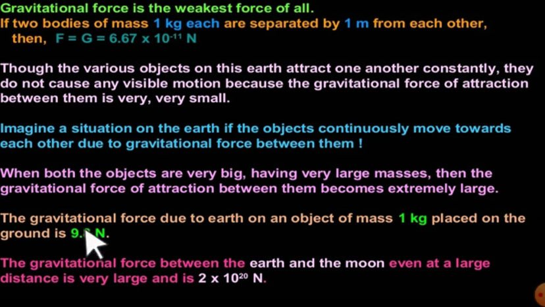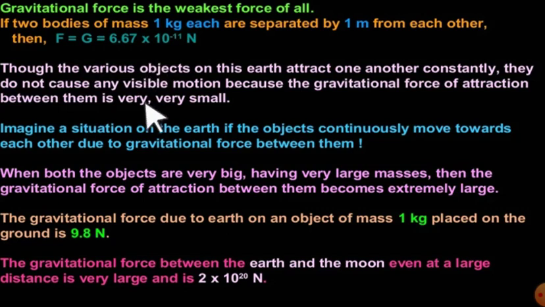Your gravitational force is the weakest force of all, as I said. So if two bodies of 1 kg each are separated by 1 meter from each other, then F is equal to G. That means your G is equal to 6.67 into 10 to the power minus 11. As it is numerically equal, only the numerical value of G should be taken, and your force will be 6.67 into 10 to the power minus 11 Newton.